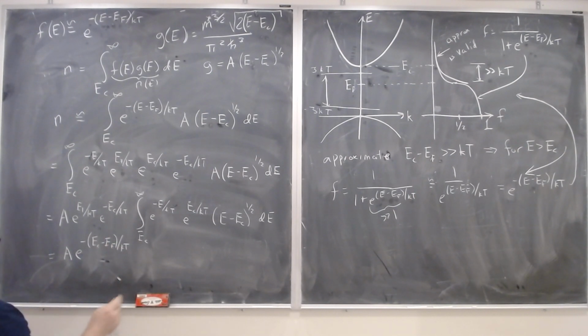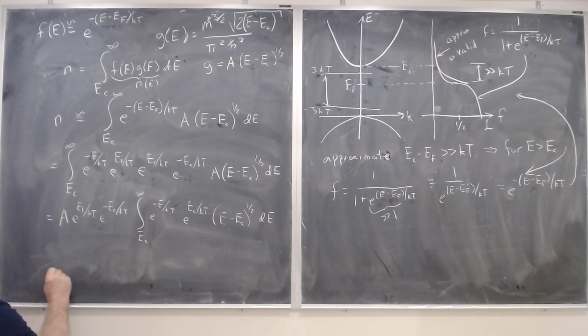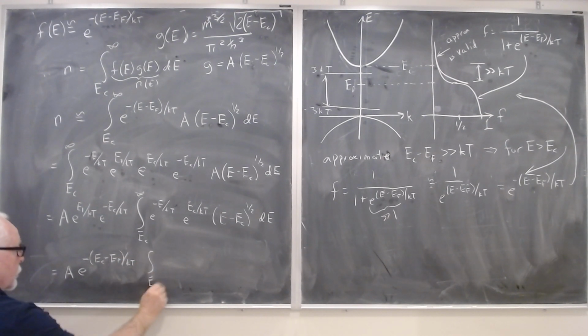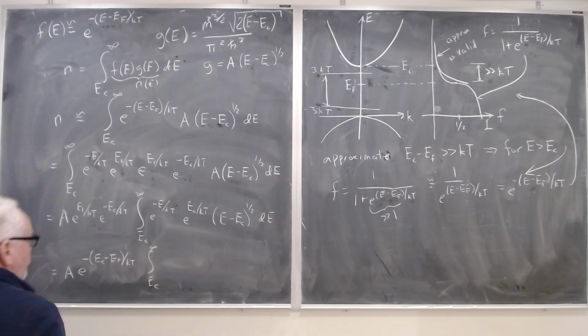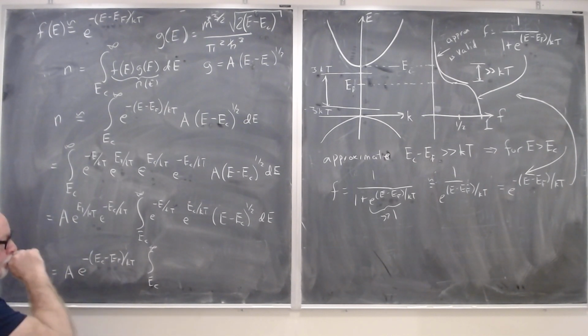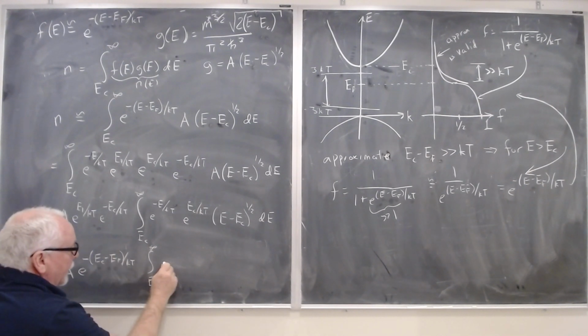And I didn't leave myself enough room. Let me put that down a little bit. So you see I collected these two terms, and I collected them in such a way that, remember, because EC is bigger than EF, so this is e to the minus a positive quantity. And now I'm going to write this the same way.